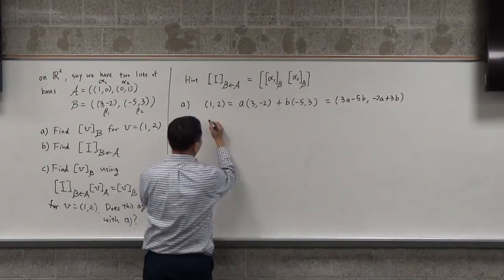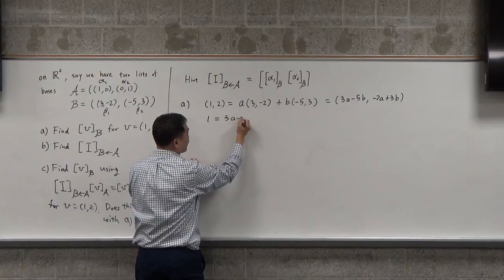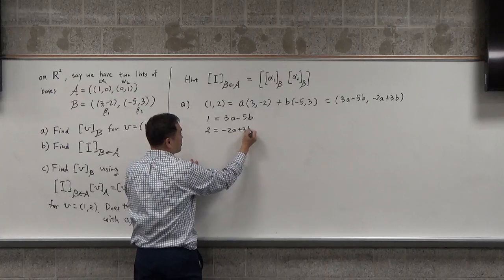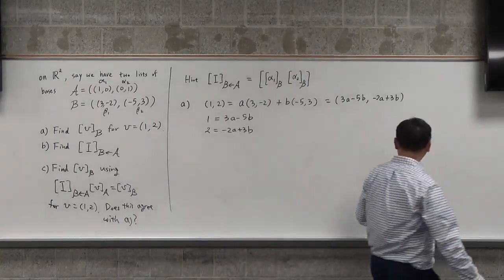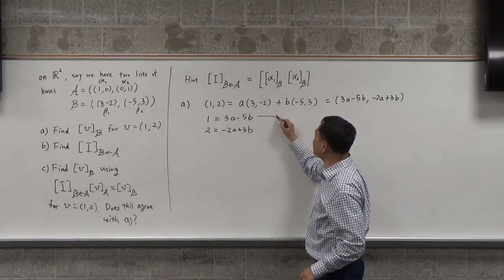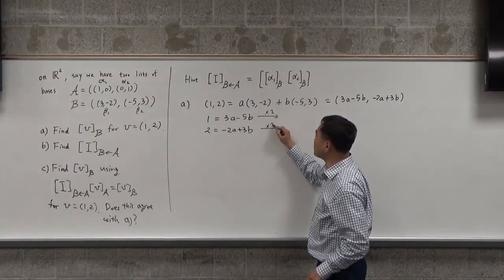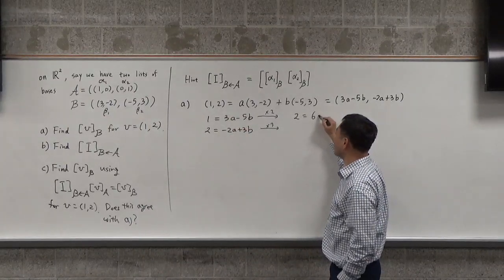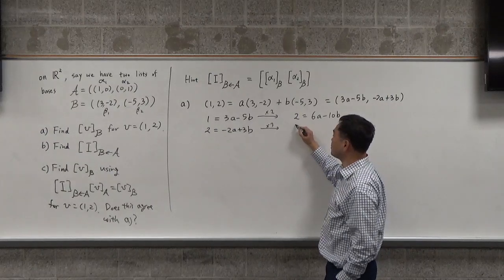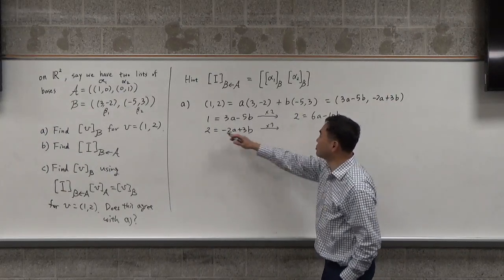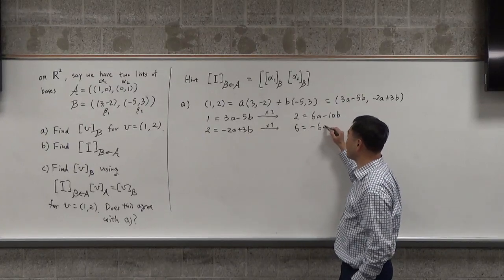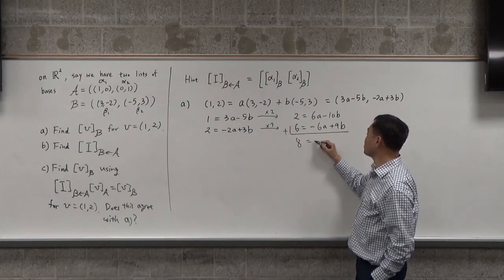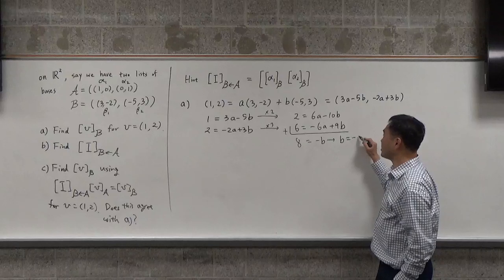So we have a system of equations: 1 equals 3A minus 5B, and 2 equals negative 2A plus 3B. Now, I guess the quick way to do this is to multiply this by 2 and this by 3 so that the coefficients match, both becoming 6. So 2 is equal to 6A minus 10B, and 6 equals negative 6A plus 9B. Add them up, and you get 8 equals negative B, so B is equal to negative 8.